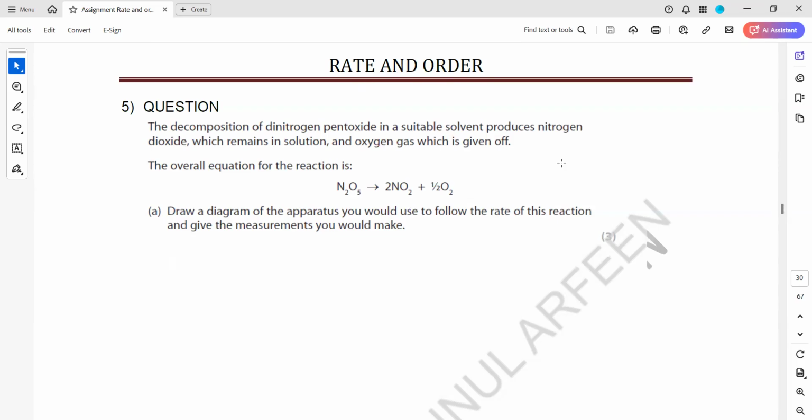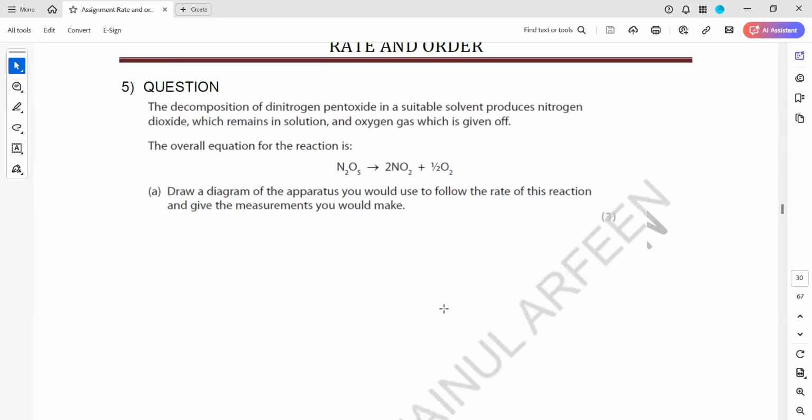A diagram of the apparatus you will use. What apparatus should we use if we want to measure the rate or the speed of this reaction? This is a decomposition producing a gas. Sorry, the decomposition of dry nitrogen pentoxide in a solvent. It's a liquid. A liquid decomposed to produce gases. So we can measure the volume of the gas produced.